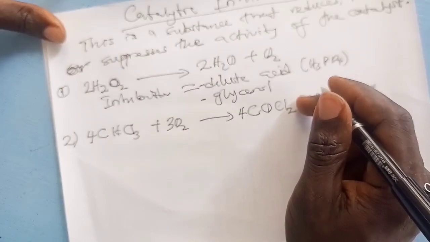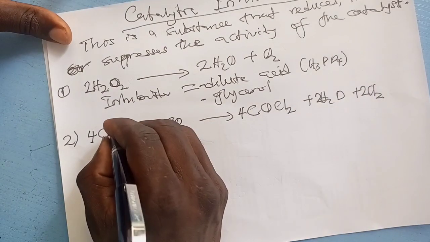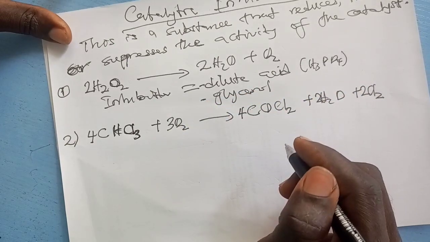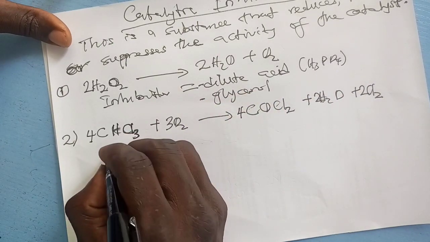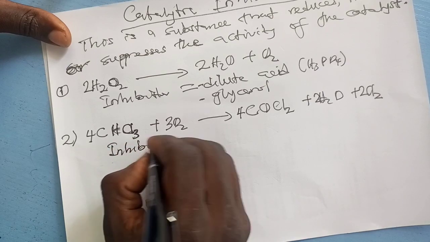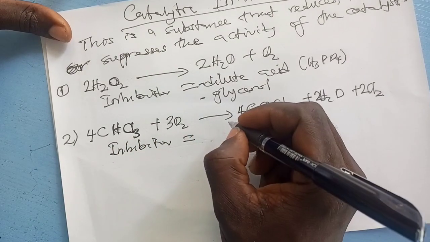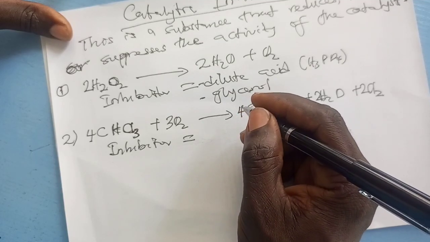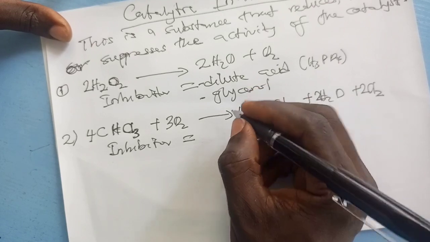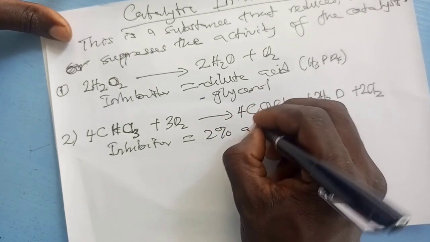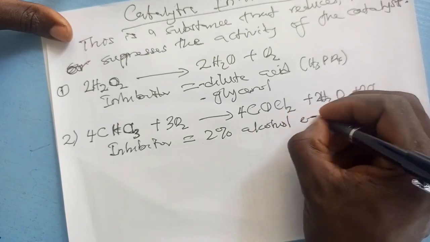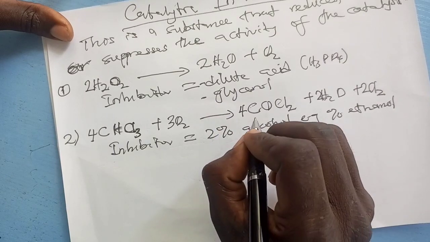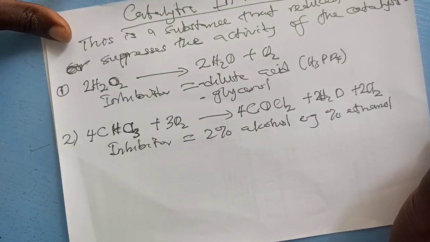So in this type of reaction that is taking place, you can actually reduce or retard the rate of this reaction by introducing an inhibitor. And what is the inhibitor you can use here? You can use an alcohol. You prepare the alcohol, most times 2% alcohol, okay? When you introduce 2% alcohol, e.g. 2% ethanol, to this reaction, just add a little quantity. What happens is this reaction will be slow.